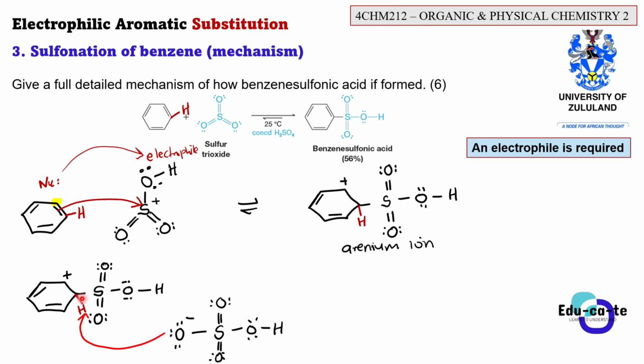Okay, and when this bond breaks, what will happen? The electrons of this bond will form another bond here with this carbon, so that we can regain our double bond again. So let me just explain again what's happening here. We have our arenium ion here. Having this arenium ion, what will happen?